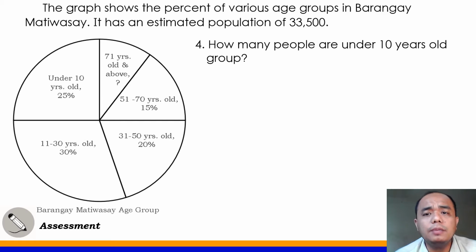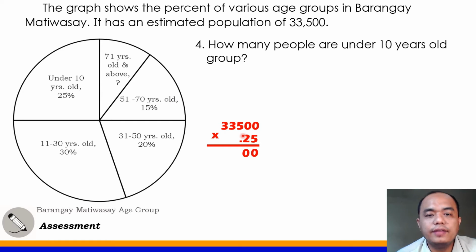Number 4. How many people are under 10 years old group? So, ito class. So, i-multiply lang. It's very easy. 33,500, i-multiply natin siya sa 0.25. So, napakadali lang. So, 5 times 0 here is, of course, that's 0. Ito. 5 times 0 is another 0. And then, 5 times 5 is 25. So, 5 carry 2. 5 times 3 here is 15 plus 2 is 17, carry 1.